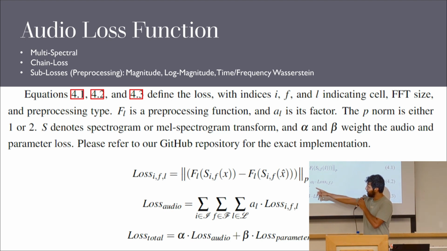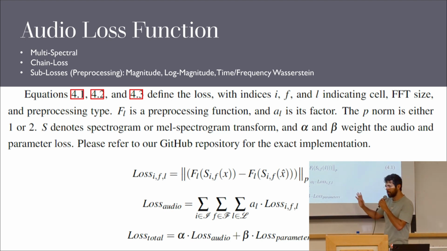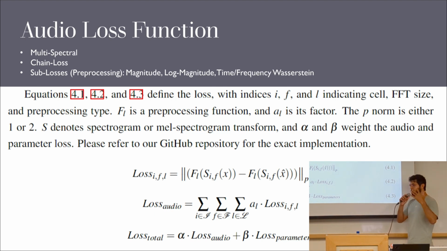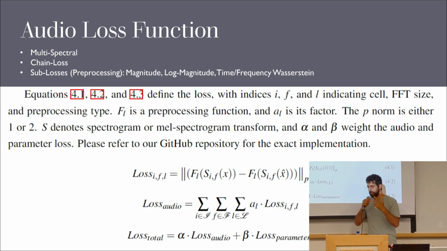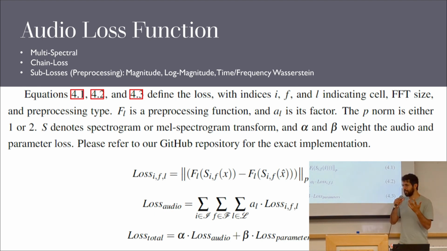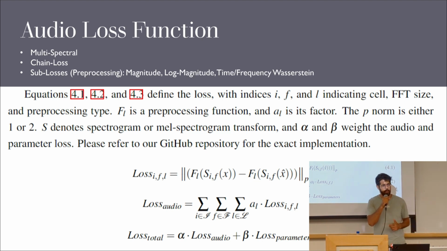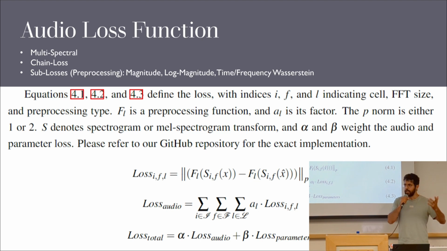The loss for the audio is three sums. Okay, what are those three sums? We want to compare the spectrograms, but each spectrogram can be obtained via different window sizes. We have a trade-off between the resolution in frequency and the resolution in time, if you know some DSP. So we use multiple window sizes to overcome this limitation.